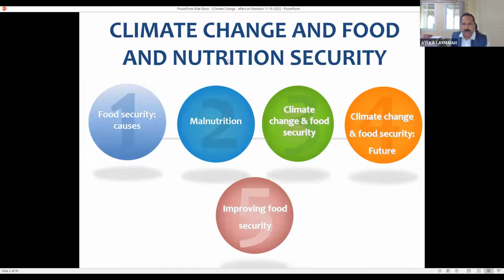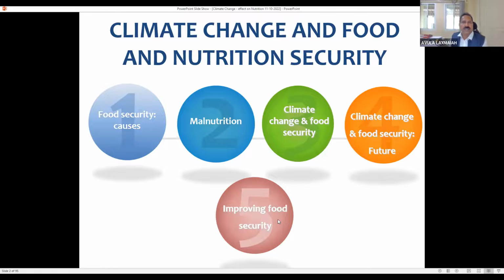So, climate change and food and nutrition security. First, the effect on food and nutrition security. The food security part, madam is going to address in many ways, and so I am focusing on nutrition security and its effect. As several audience members also raised previously, there will be some overlap, which we cannot avoid, but we'll try to focus on what we have to discuss. So here are the steps: how nutrition ultimately affects food security and causes malnutrition, climate change and food security, climate change and food security in the future, and improving food security.